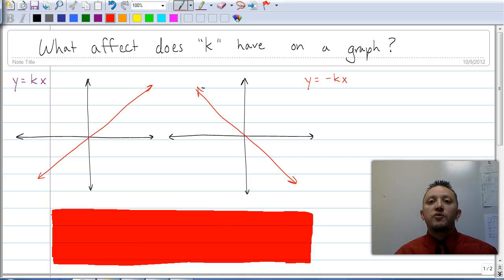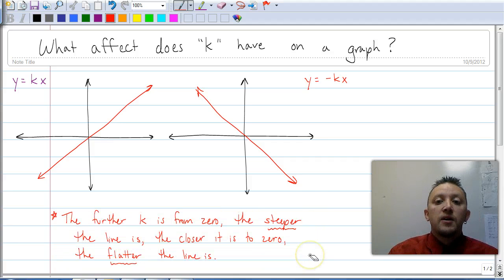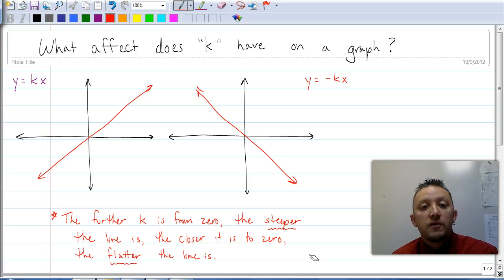That should be something that you already know. But as far as the value, the higher the value k is and the lower the value k is, the impact that has on the graph is summarized below there, where it says the farther that k is from 0, the steeper the line is, and the closer it is to 0, the flatter the line is going to be. So that seems simple enough.